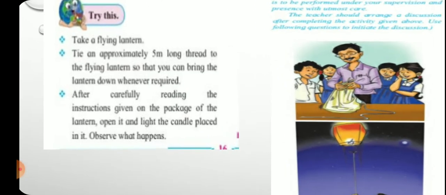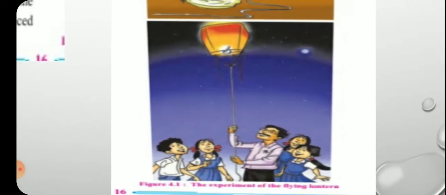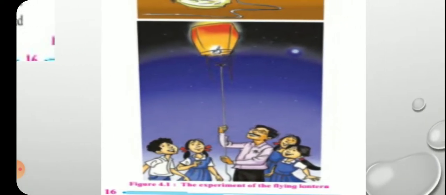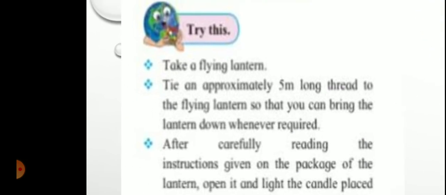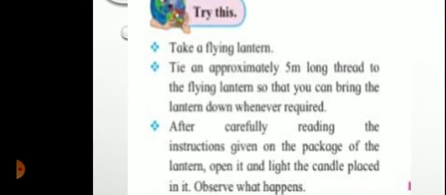Okay, try this at your home. Take a flying lantern like here. See here, they have taken a flying lantern. Tie an approximately 5-meter long thread to the flying lantern, so that you can bring the lantern down whenever you require.